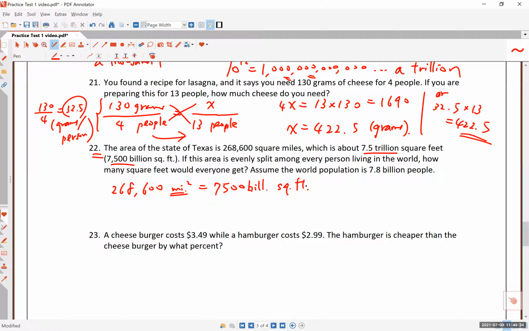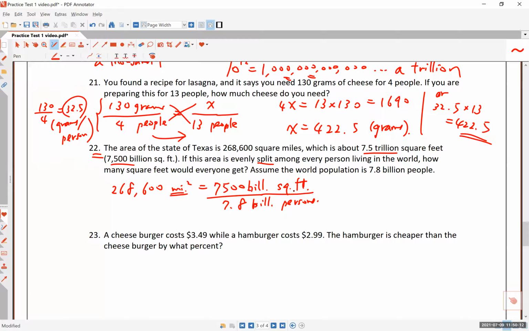If this area is evenly divided or split among every person living in the world, how many square feet would everybody get? So the question is, if you take the entire world and put them all into the state of Texas and give everybody an evenly distributed area, then how much space does everybody get? Assume that the world population is 7.8 billion people. So really, you're trying to find the square feet per person.